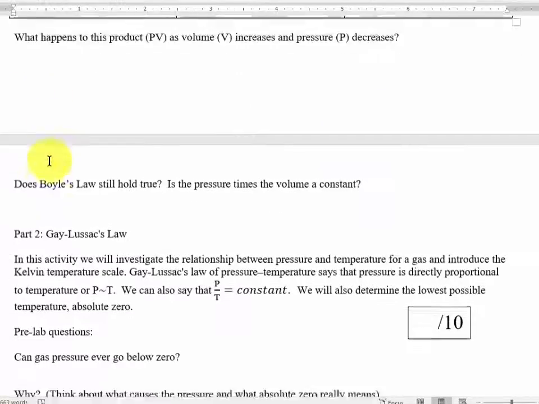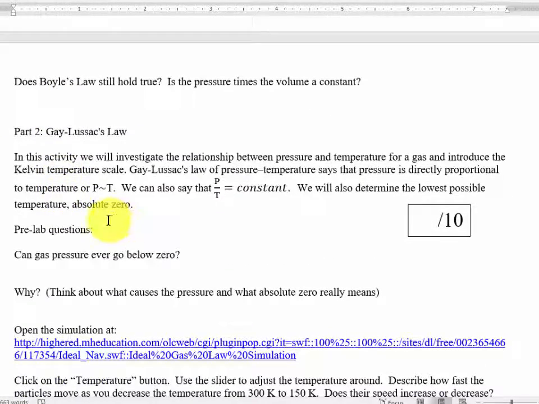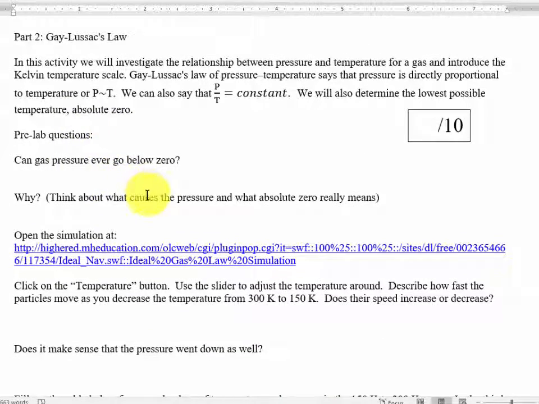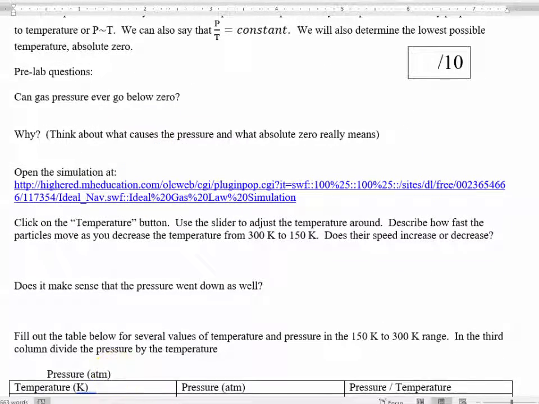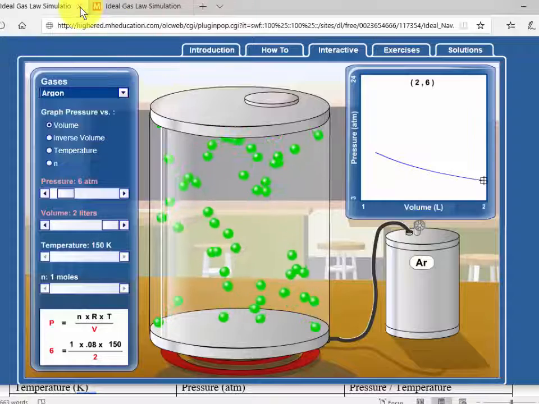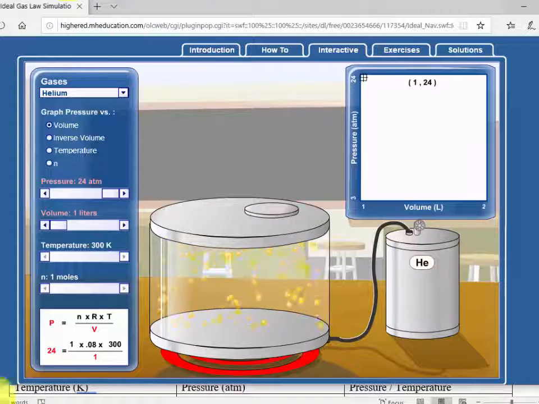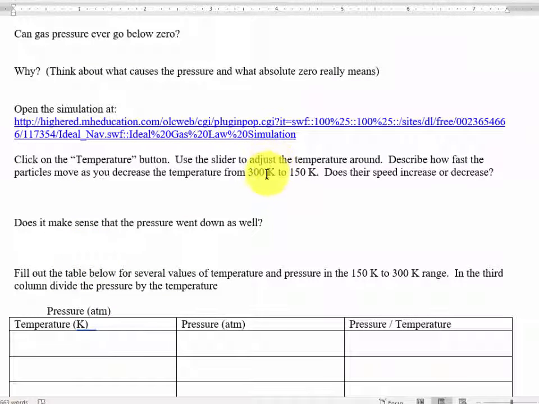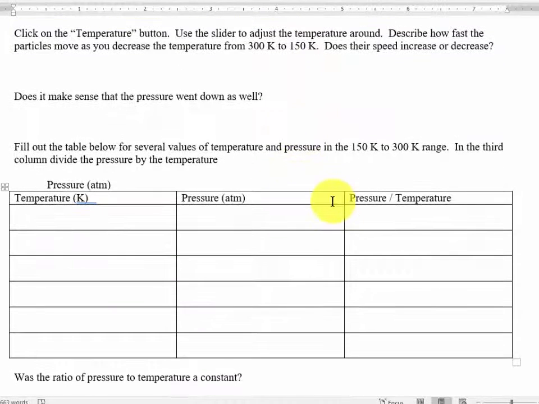Now some more questions for you to answer, and now we're going to take a look at the pressure-temperature relationship. So a couple things for you to think about. We're going to open up the same simulation, so I'm just going to open up a different version of it. So it goes back to helium. Now it says, okay, mess around with the temperature, keeping all the other things constant. And this one doesn't tell me any particular range, so I'll leave it up to you to pause and record.